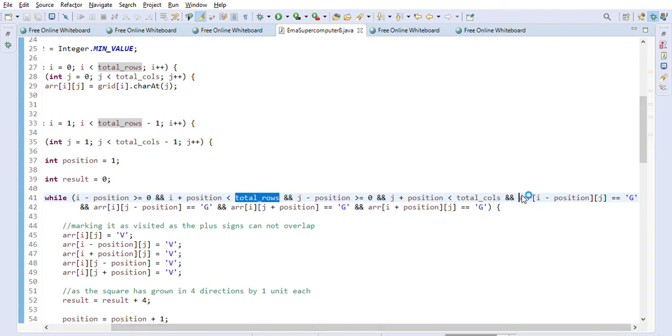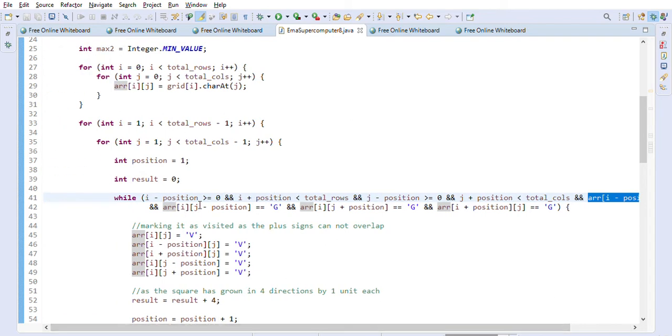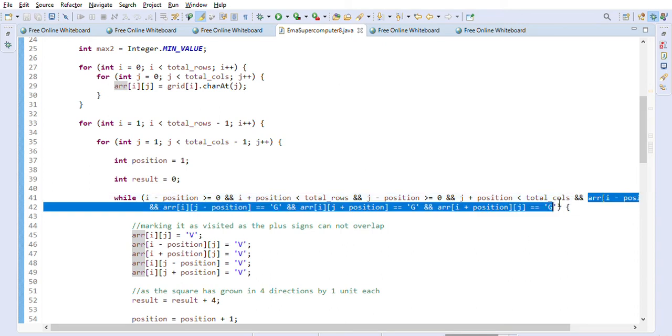After that, this is where we are actually going in 4 possible directions: i minus position j is one direction, i j minus position, i j plus position, and i plus position j. So in this highlighted part we are going up, down, right and left, and we are checking if all these directions are good cells. If they all are good cells, it means that one more expansion is possible. I hope you are following this. Again I'll repeat, one more expansion is possible.